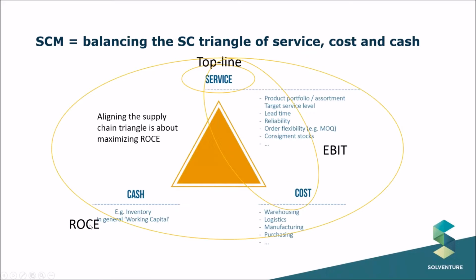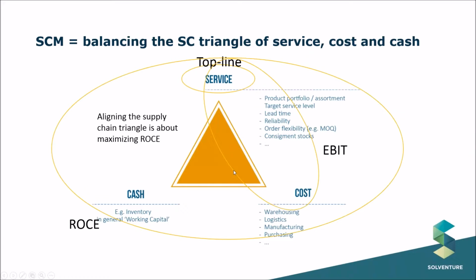And that's the financial definition of the return on capital employed. It's the EBIT over the capital employed, and the capital employed is your working capital plus your fixed assets. So there's a good reason to balance that supply chain triangle. The reason is to optimize the shareholder value by optimizing the return on capital employed.